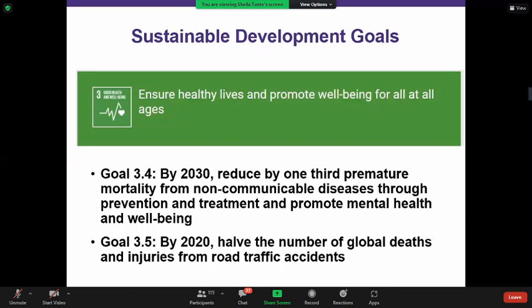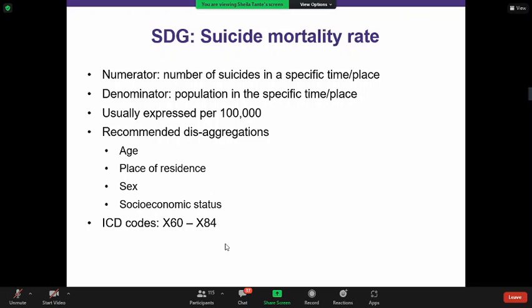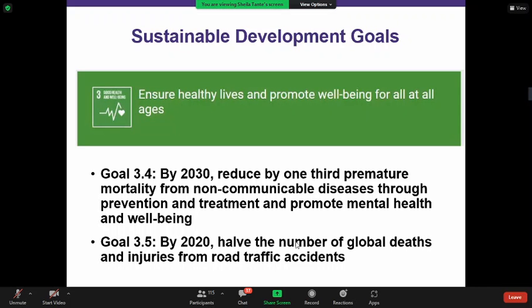And this, again, is a part of the Sustainable Development Goals, wherein it's Goal 3.4 and 3.5, that by 2020 is to reduce by one-third premature mortality from non-communicable diseases through prevention and treatment and promote mental health and well-being. And by 3.5, by 2020, I don't know if we can attain that. Then I saw for 2021, halve the number of global deaths and injuries from road traffic accidents. That seems difficult, especially nowadays that motorcycles and bicycles have increased.